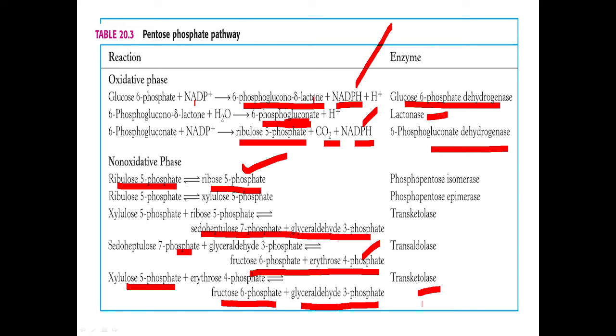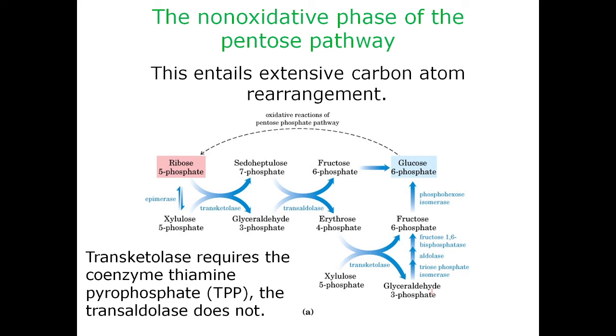Here the transketolase reaction is involved. So these are the phases of the pentose phosphate pathway. Ribose 5-phosphate can get converted into xylulose 5-phosphate, and the enzyme for that conversion is an epimerase. Now ribose 5-phosphate and xylulose 5-phosphate, two different molecules, can combine with the help of the transketolase reaction, and we get sedoheptulose 7-phosphate and glyceraldehyde 3-phosphate.